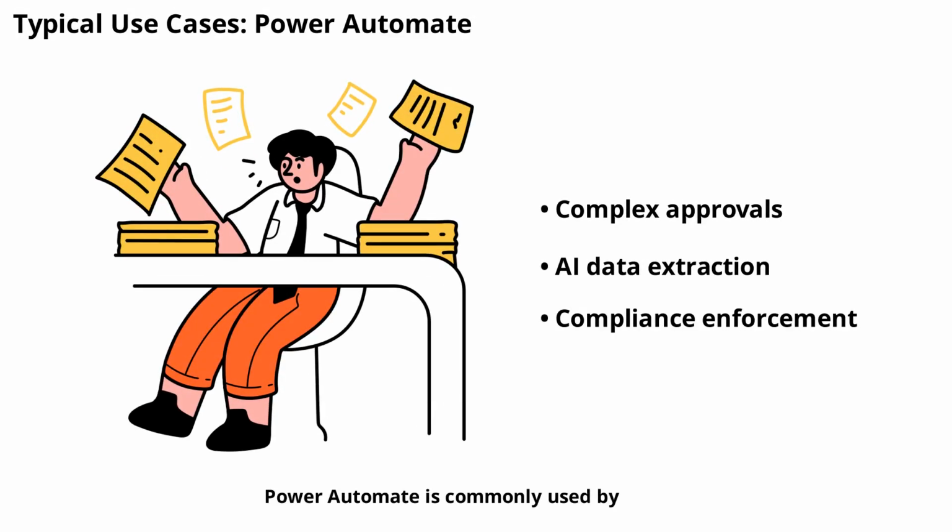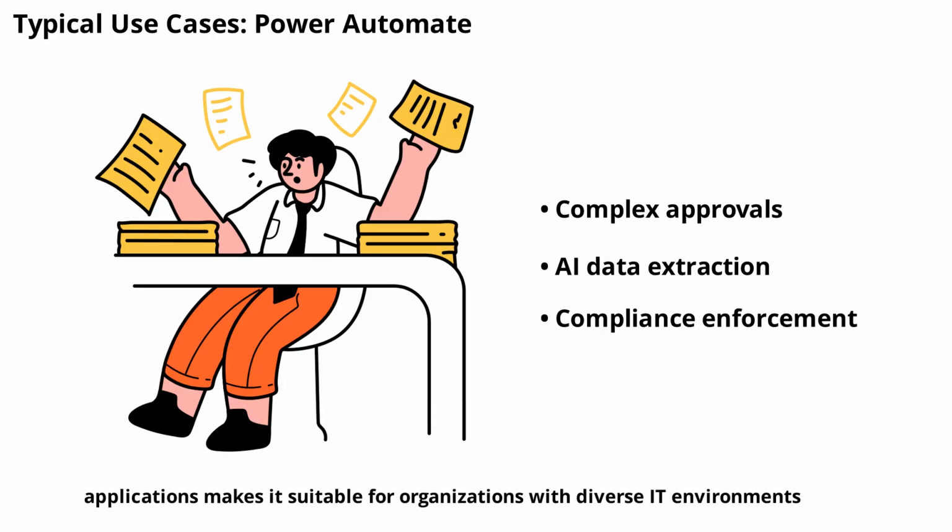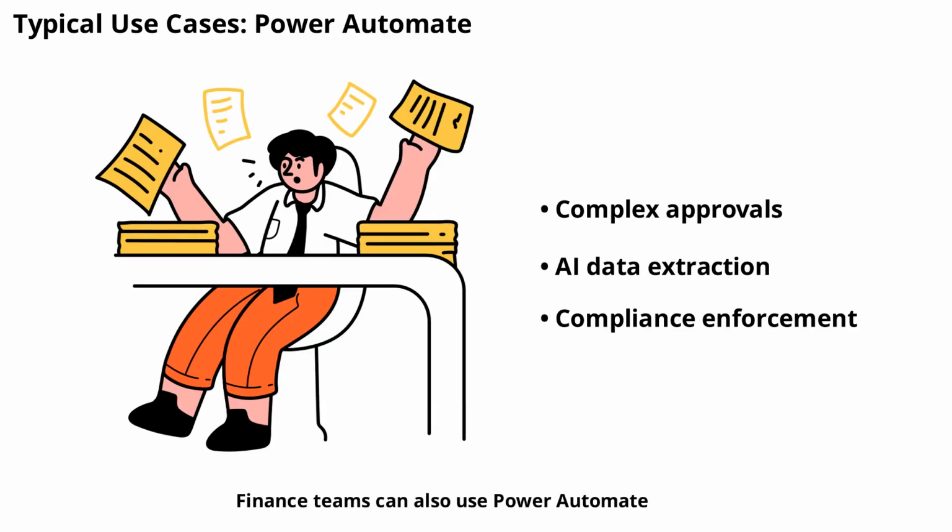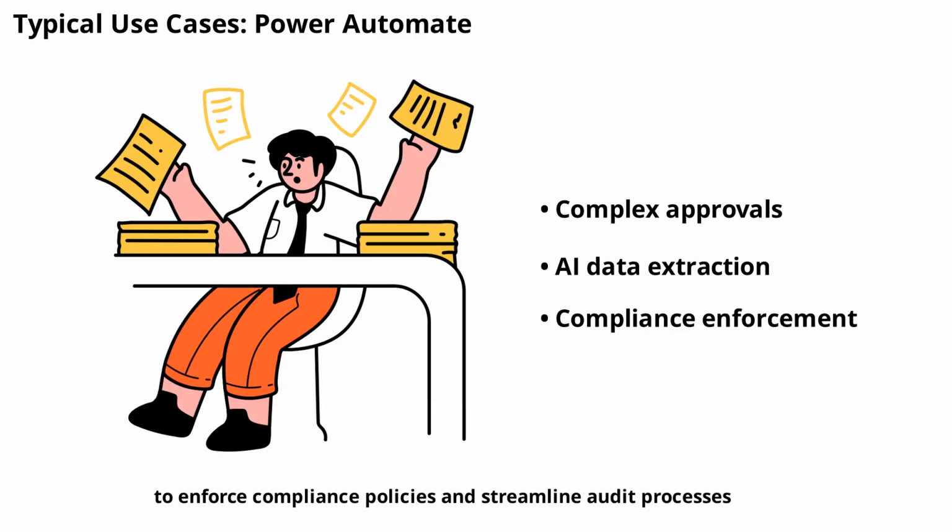Power Automate is commonly used by finance teams to automate complex approval workflows, manage document storage in SharePoint, and extract data from invoices using AI. Its ability to connect with on-premises systems and legacy applications makes it suitable for organizations with diverse IT environments. Finance teams can also use Power Automate to enforce compliance policies and streamline audit processes.